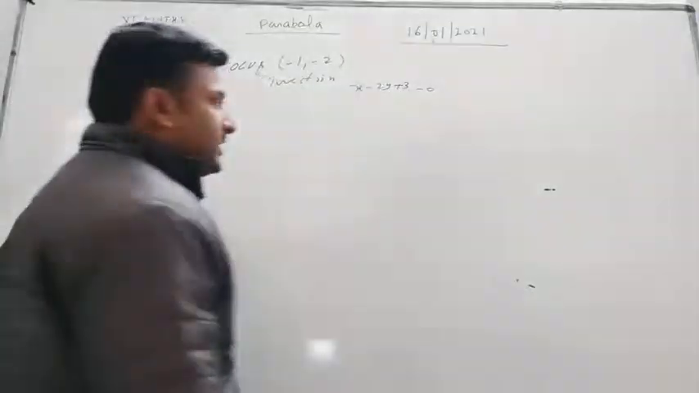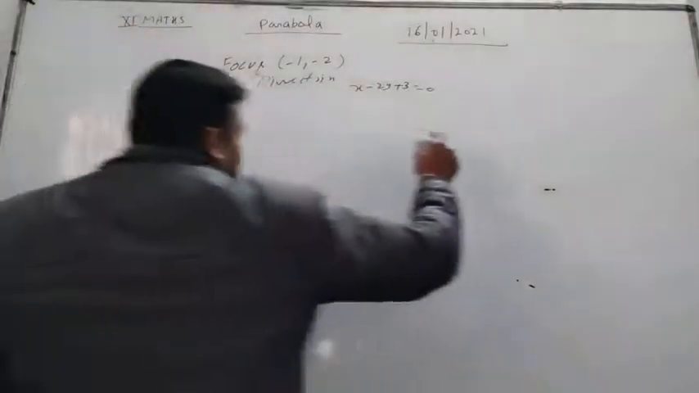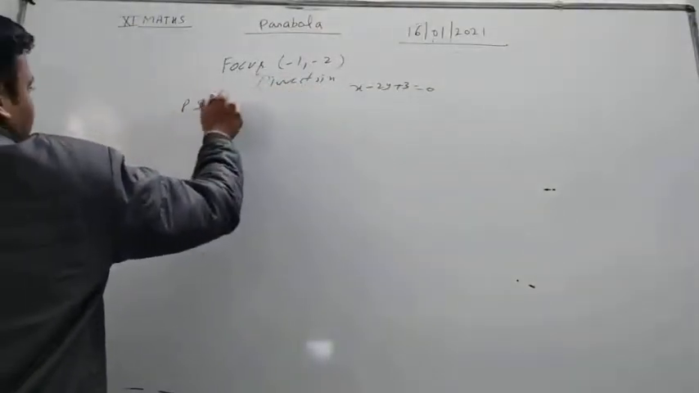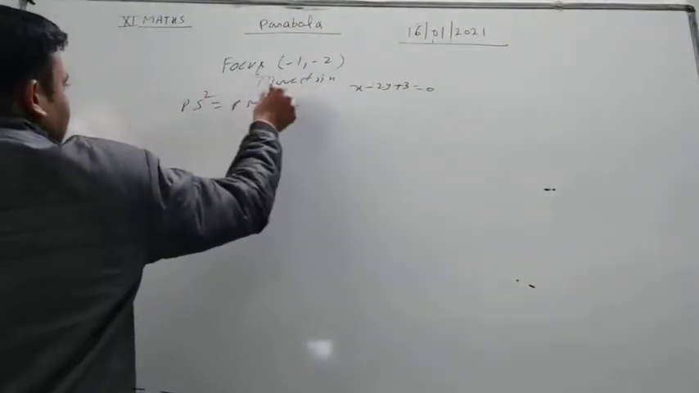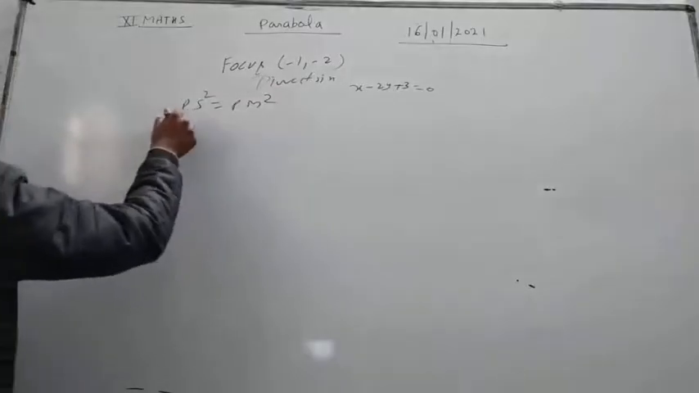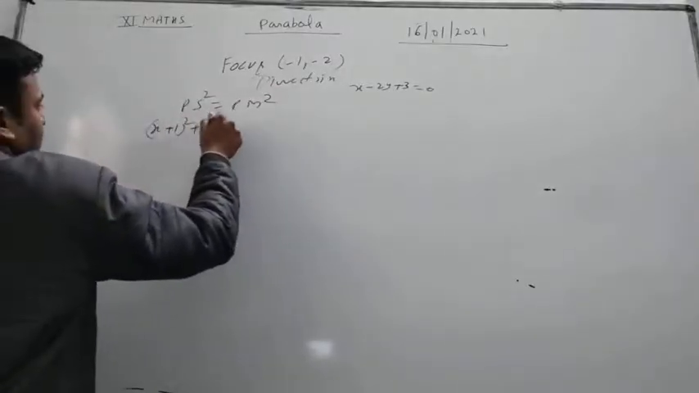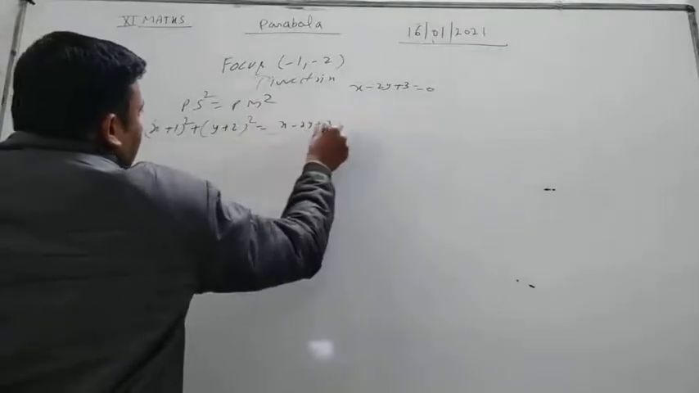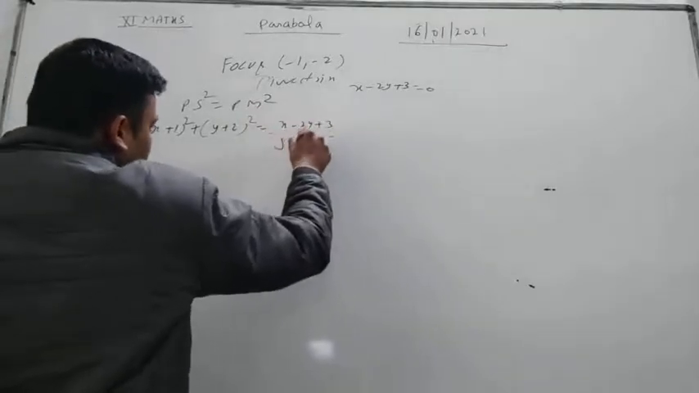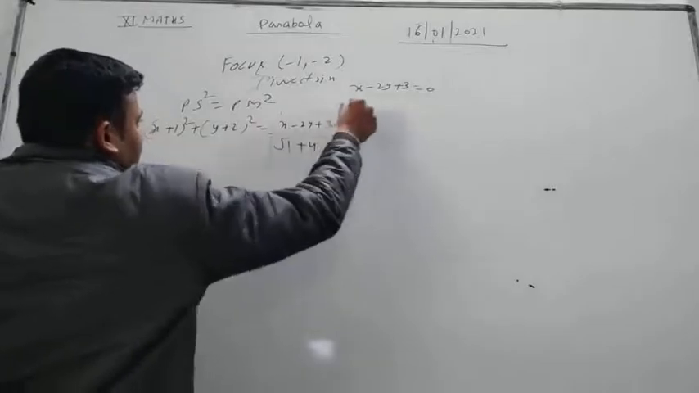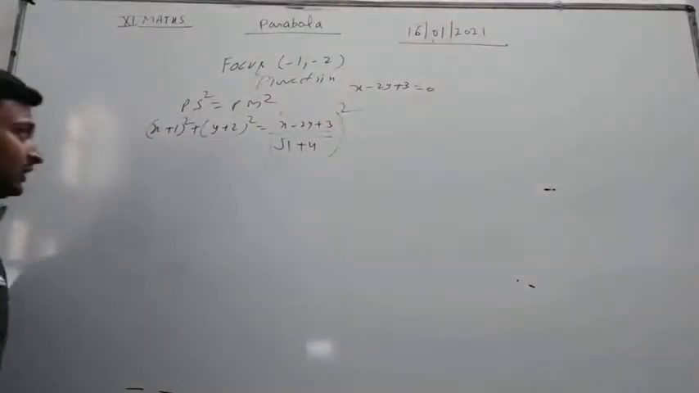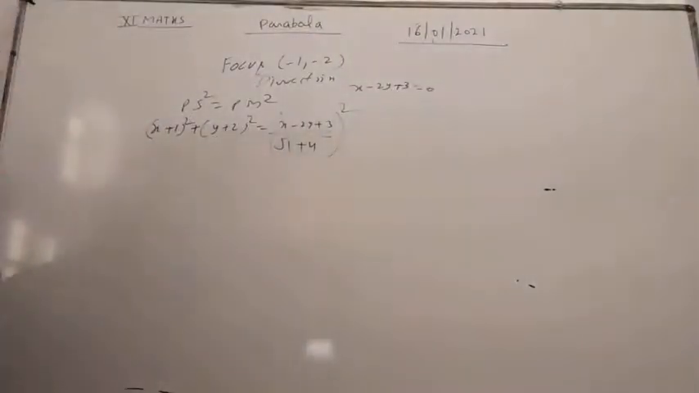Again we apply the same concept. We take a point P, so PS is equal to PM. We write x plus 1 whole square plus y plus 2 whole square is equal to x minus 2y plus 3 by under root 1 plus 4, whole square. Now we expand this again and get the result.